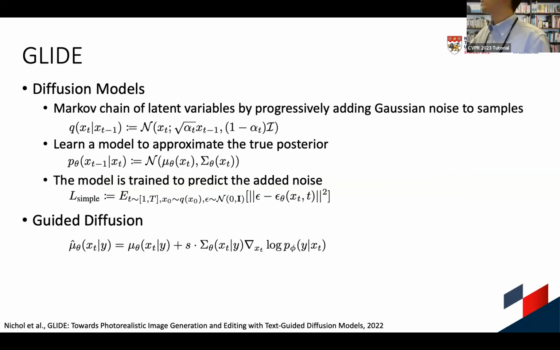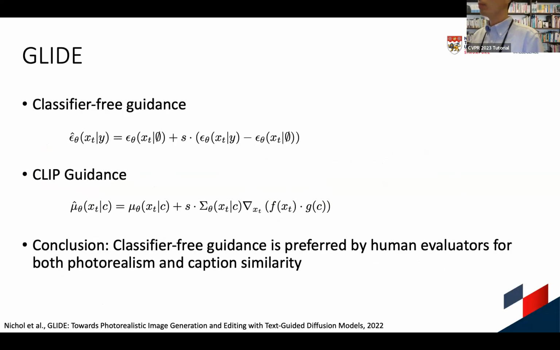And there's some work that improved on this, called GLIDE. I may skip all these formulations. It tries to introduce diffusion as a prior. But the main take-home message is the use of classifier-free guidance, right? There are a lot of different guidance methods in diffusion models. You can use CLIP guidance, classifier-free guidance, and the one conclusion in this work is that classifier-free guidance is more preferred by human evaluators for both photorealism and caption similarity, right? So here is the main takeaway message.